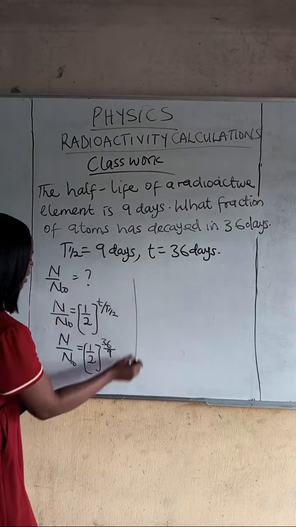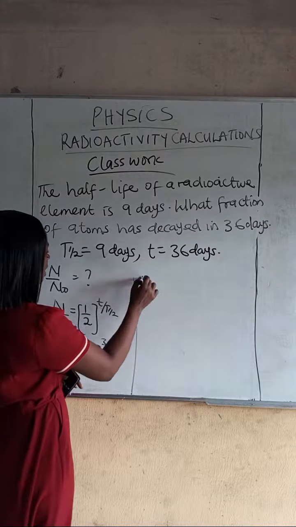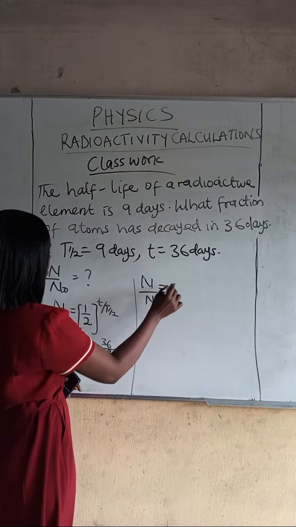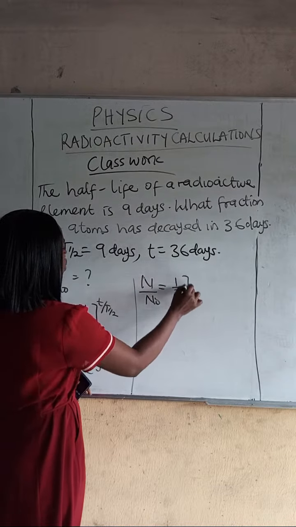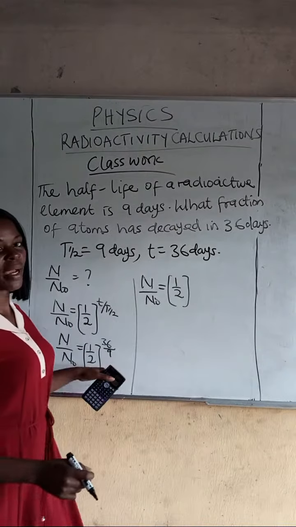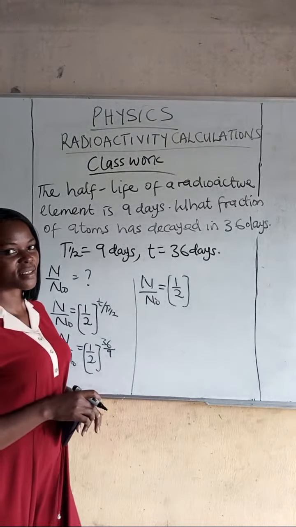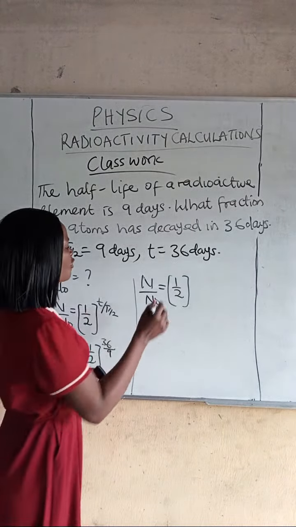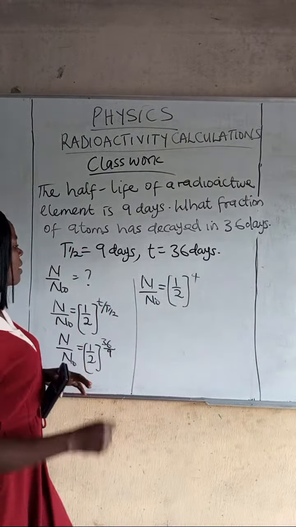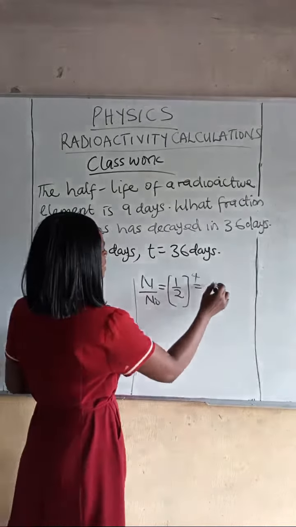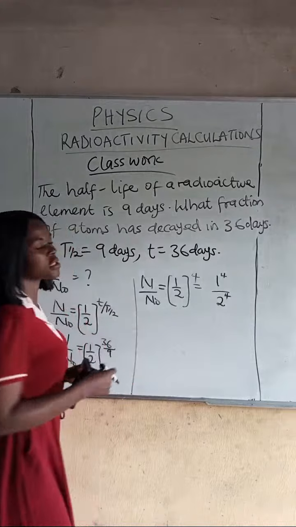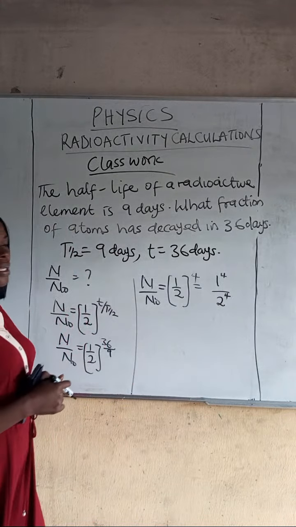9. Okay, so we go back to say N over N naught is equal to 1 over 2. 36 divided by 9 is going to give me what? I have 4. So if I have 4, what next? This is the same thing as saying 1 raised to the power of 4 over 2 raised to the power of what? 4. Because I want to open the bracket.